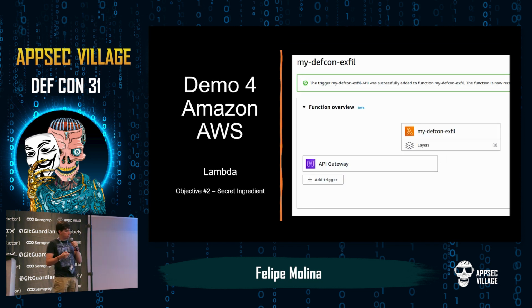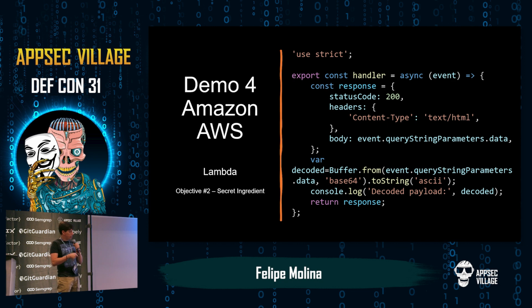So you need to define two different components here: a Lambda function and an API Gateway. This is the content of the Lambda function. It is easy. You just get the data parameter, decode it, and print it in the console, and this console log is going to be visible for you as an attacker in your CloudWatch logs.